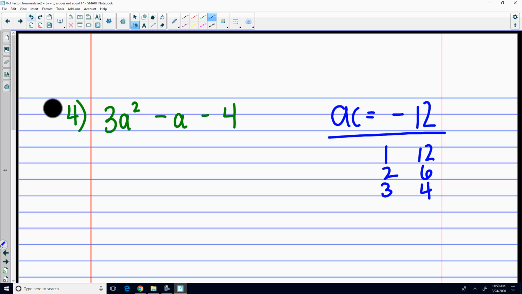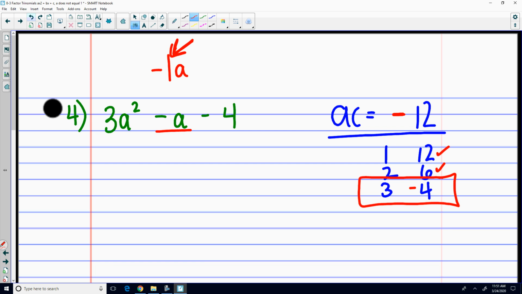Go back and look. What do I need this to add to? Negative A. Now be very careful. This is negative 1A. So what I needed to add to is negative 1. Well, which 2 numbers here can get me a negative 1? Well, this does not have a difference of 1 and this doesn't, so it has to be these 2. And I do need my answer to be negative 12. So one of them has to be negative, which we would put on the 4. Because negative 4 plus 3 would be that negative 1 that I need.